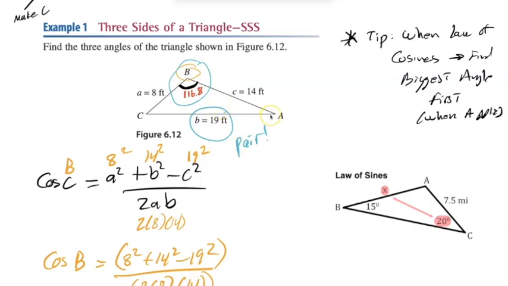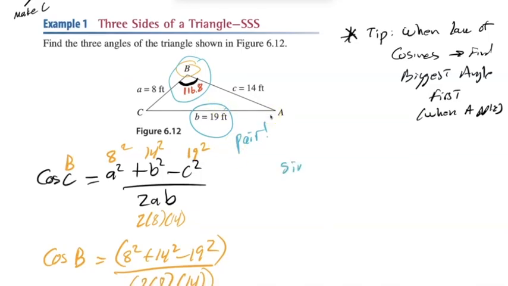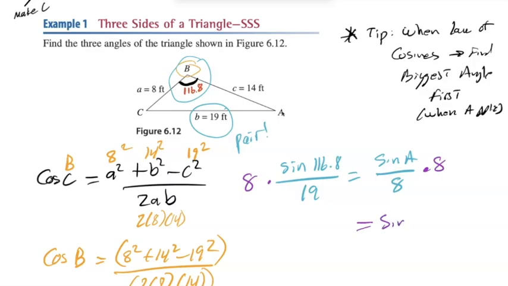We're going to find an angle, so we'll put the angles on top. I'm going to do sine of 116.8 over 19. Let's find angle A. I'm going to do sine of A over 8, and multiply both sides by 8. Put all that into our calculator, figure out what it is real quick.